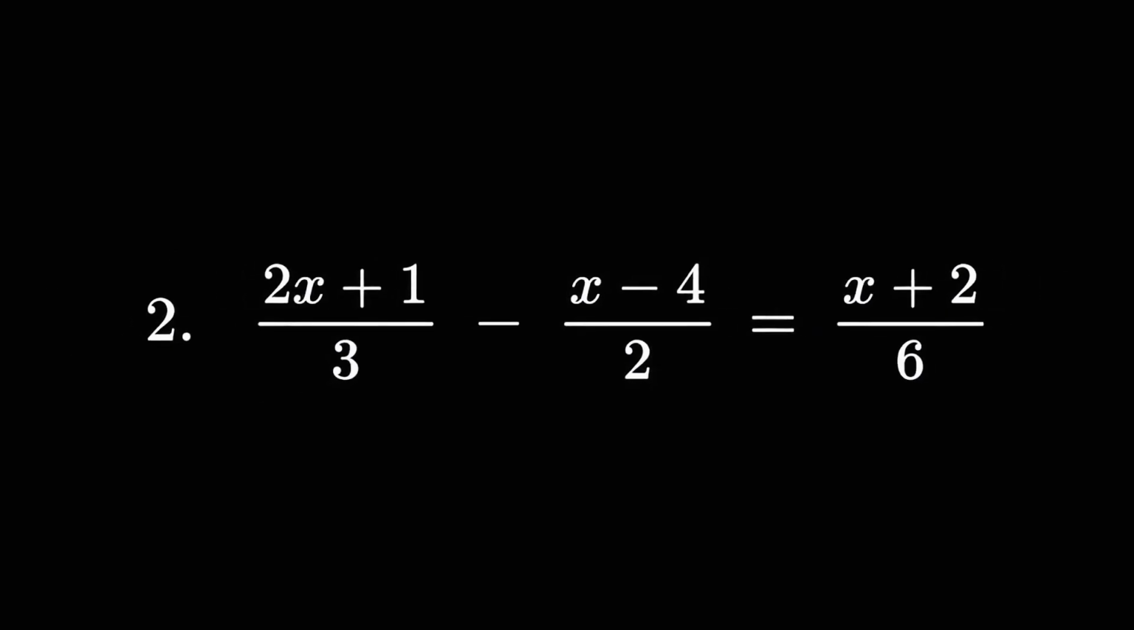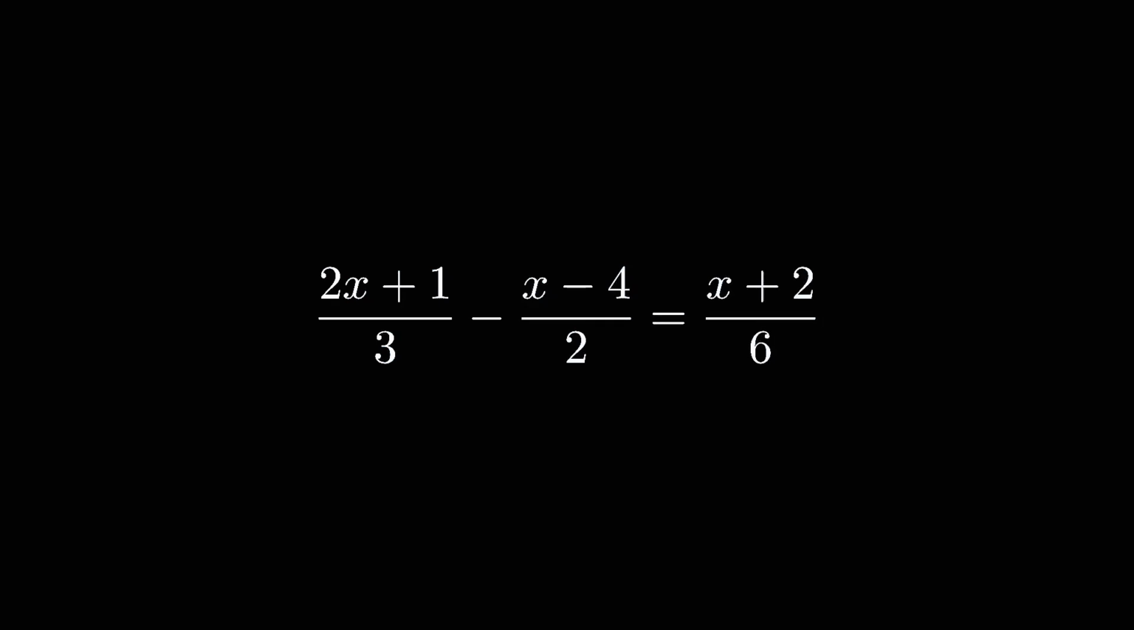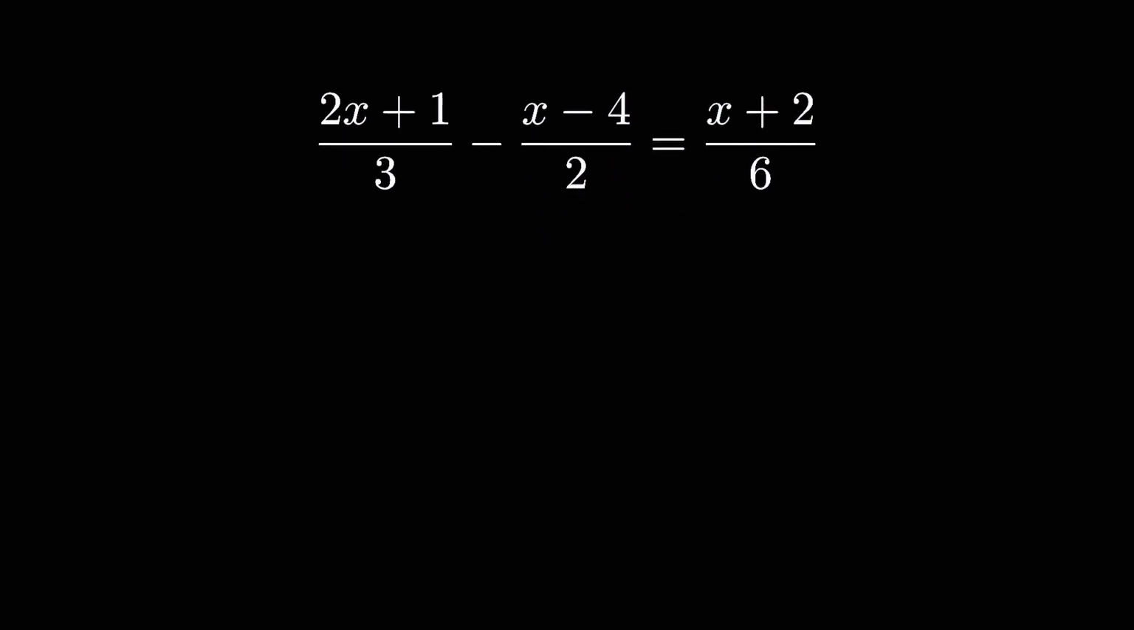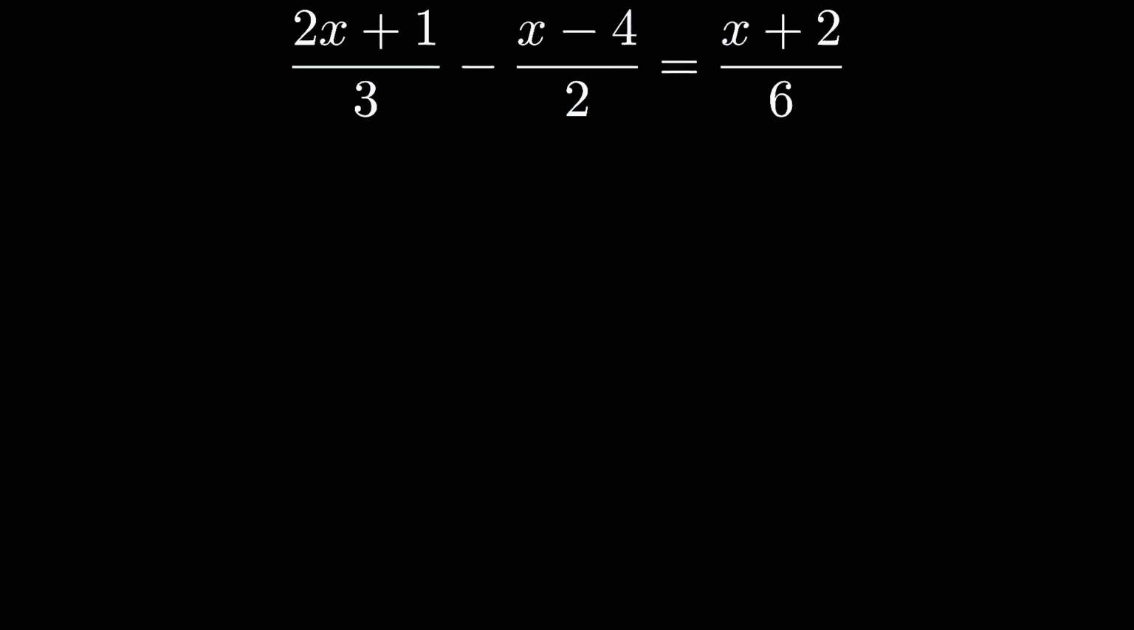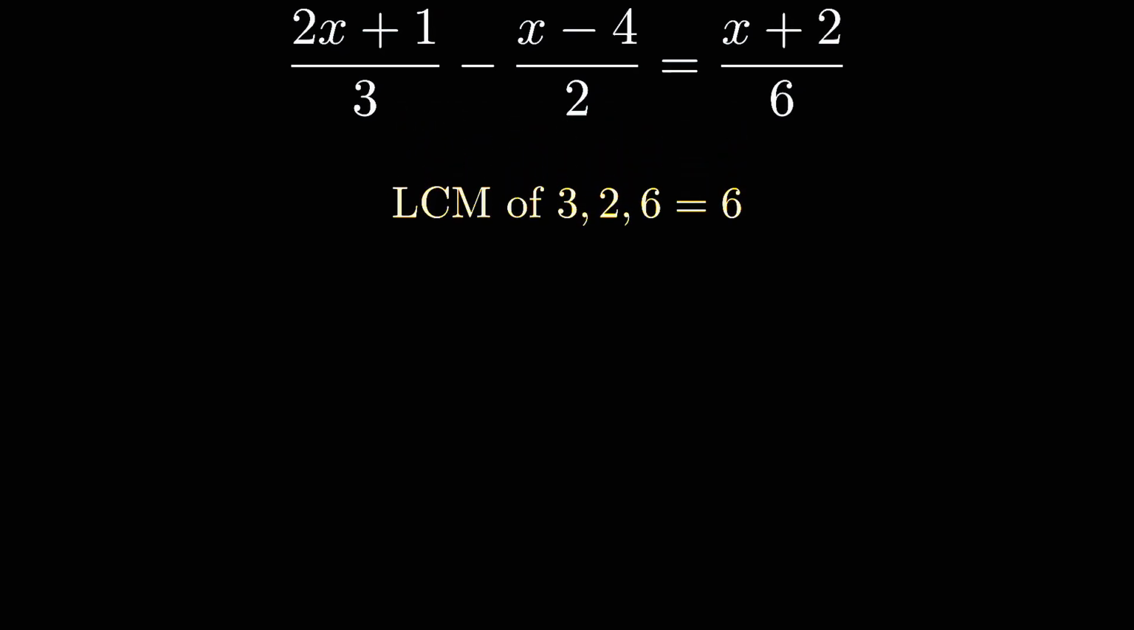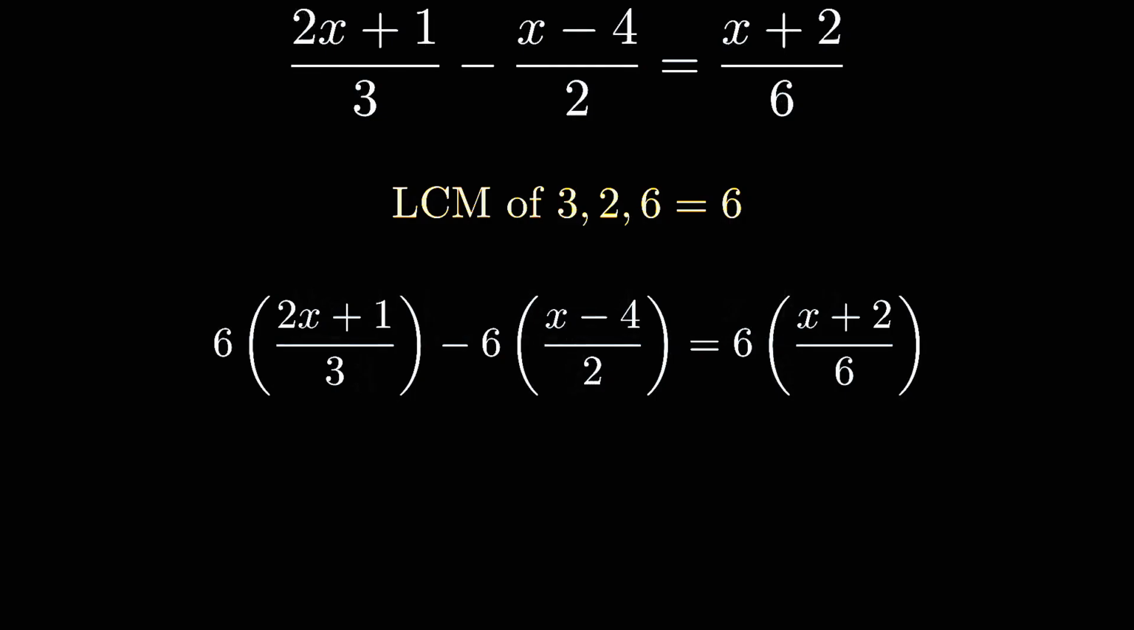Today, we solve this rational equation step by step. We start with (2x plus 1) over 3 minus (x minus 4) over 2 equals (x plus 2) over 6. First, find the LCM of 3, 2, and 6. That is 6. Now multiply the entire equation by 6 to eliminate fractions.